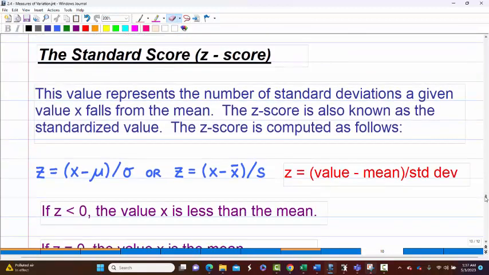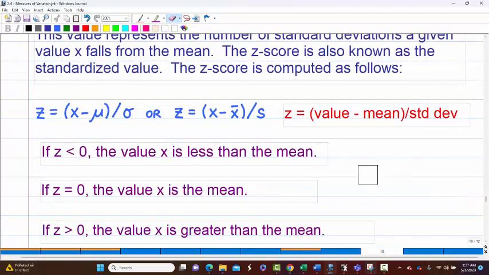All right. Let's look at something called the standard score, the z-score. We'll also be using that later on when we come back and revisit the normal distribution. Basically, the z-score is the number of standard deviations a given value falls from the mean. The z-score, it's an easy computation, also known as standardized value.